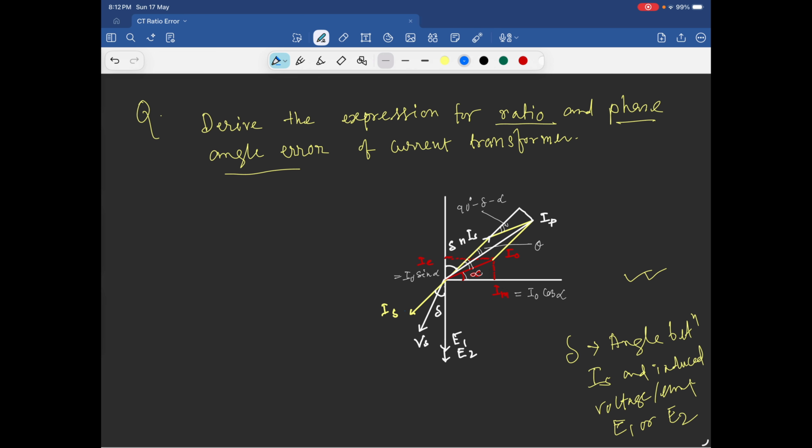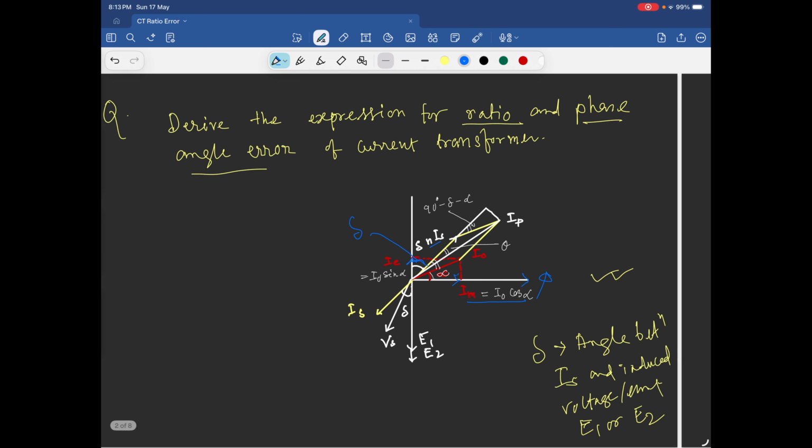The secondary current, when it is reflected to the primary side, is NIS, and this angle is delta. And alpha is the angle between I0 and flux phi. So Im is equal to I0 cos delta and IE is equal to I0 sin delta. So we have to remember this one.